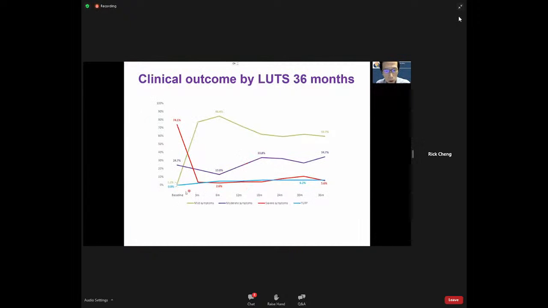And how about the long-term outcome? We have followed our patients up to 3 years. We can see very persistent, good outcome.